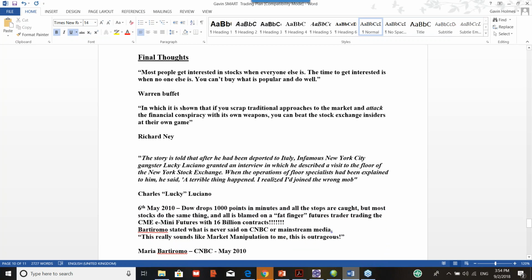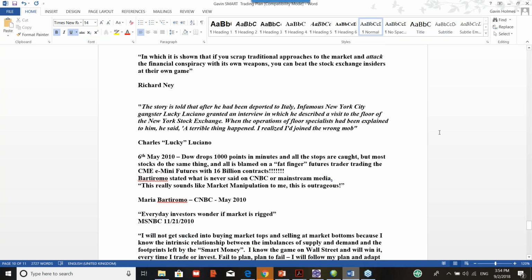Some final thoughts and some final comments. Most people get interested in stocks when everyone else is. The time to get interested is when no one else is. You can't buy what is popular and do well. Warren Buffett. In which it is shown that if you scrap traditional approaches to the market and attack the financial conspiracy with its own weapons, you can beat the stock exchange insiders at their own game. Richard Ney.